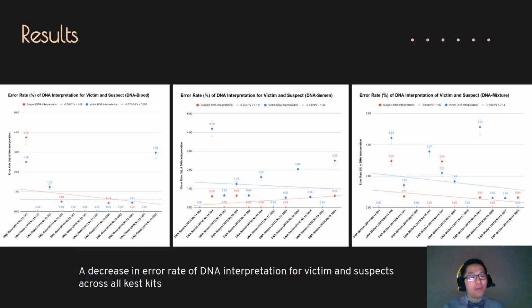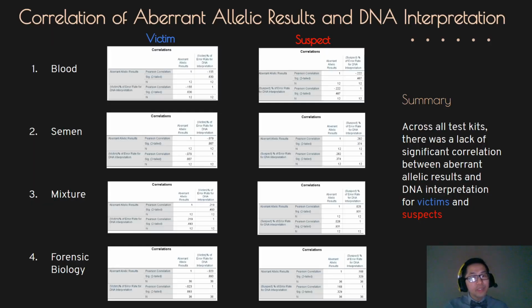The only ones where we note that there hasn't been a change: on the left, for DNA blood, there hasn't been a change in the DNA interpretation for victims. While in the middle graph for DNA semen, we see a slight increase for suspect DNA interpretation. There's that positive increase right there. But overall, for all the test kits, there has been an overall decrease in DNA interpretation error rate.